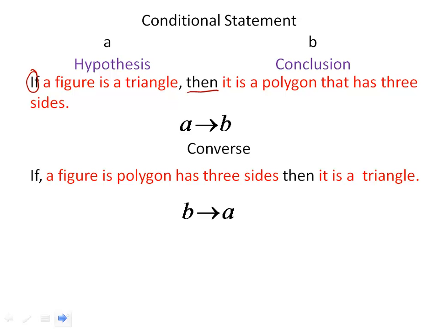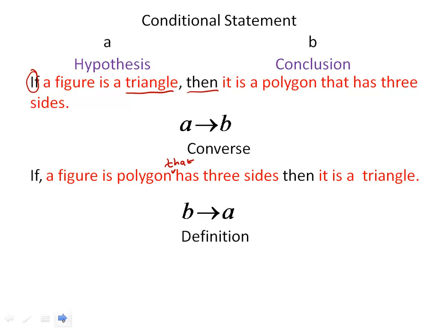Is this one true? If a figure is a polygon that has 3 sides, then it is a triangle. Yes, that's also true. So we can put these two conditional statements together to make a definition, because the hypothesis and the conclusion mean the same thing in either case. The word triangle means the same thing as polygon that has 3 sides. For that reason, they're both true, and we can put them together to make a definition.